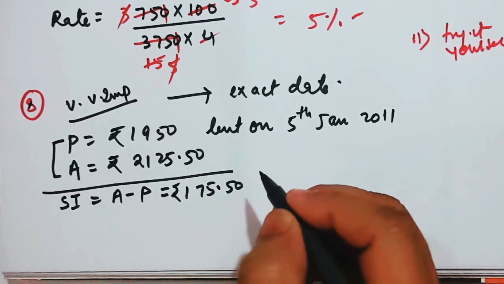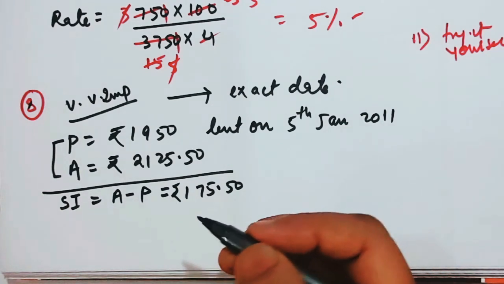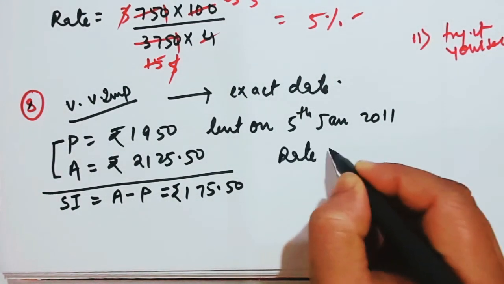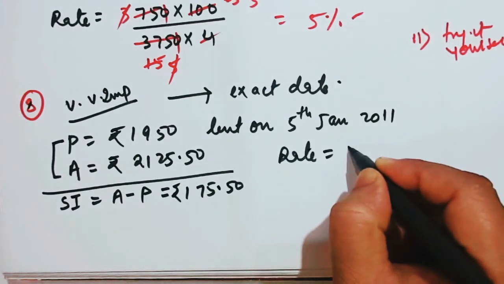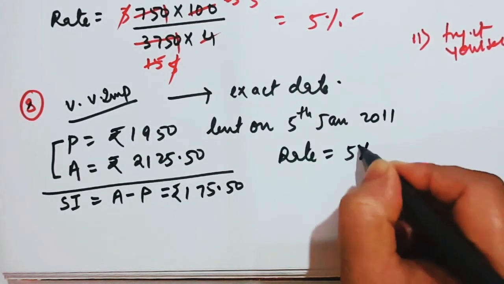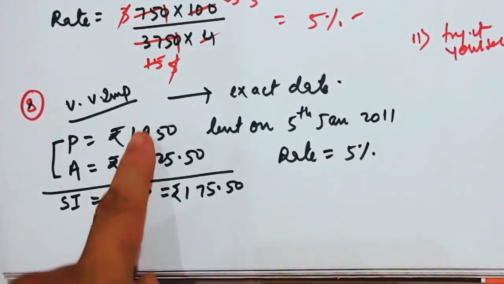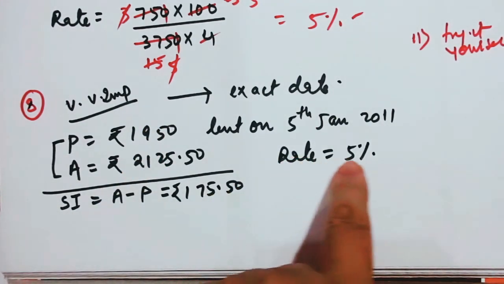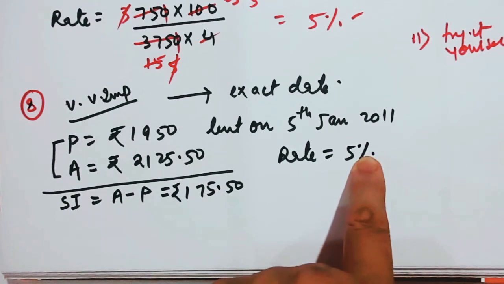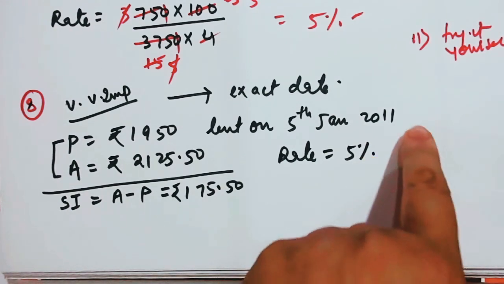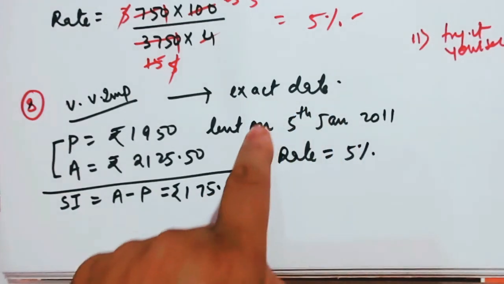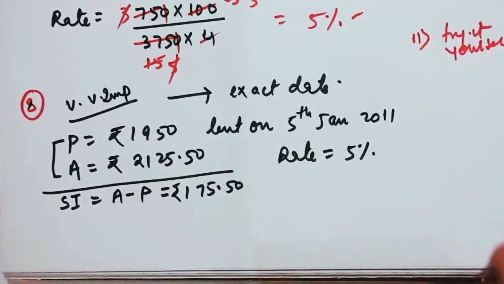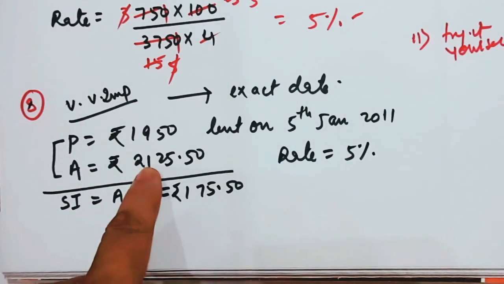Okay, I have the rate also, isn't it? I have the rate also. So rate is equal to how much? 5%. Rate 5%. So this principal amounts to this much, that is simple interest is this much. Rate is equal to 5%. So they are asking you on what date? What will be that final date when this principal will amount to this much?